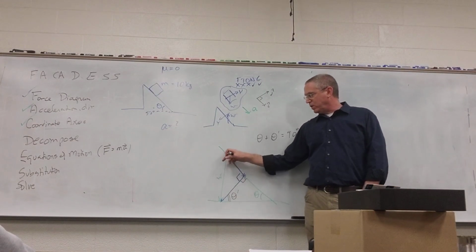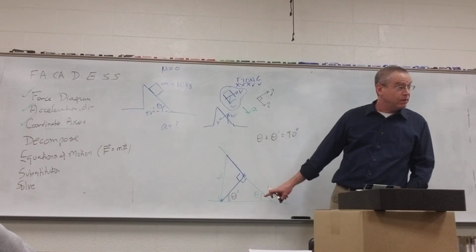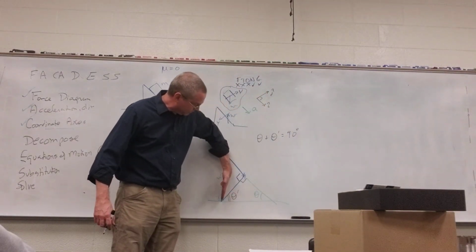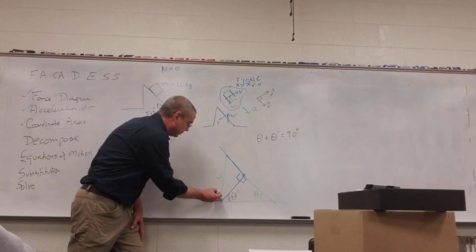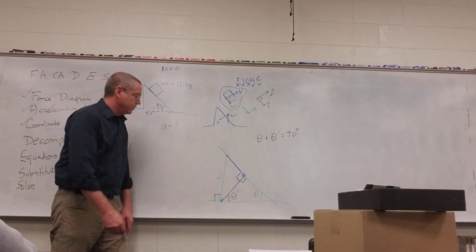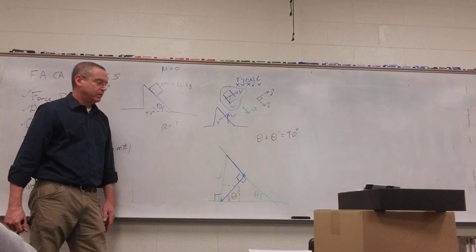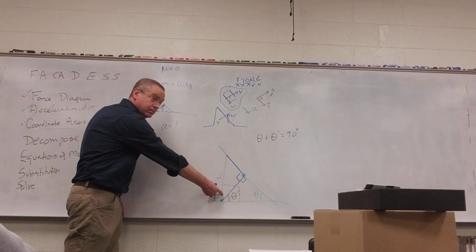What is the angle between my weight vector and the ground? Pardon? I'm talking about the angle between that and this. 90. Yep, that's a 90-degree angle also. Therefore, this angle right here is also 90 degrees. Therefore, what is this angle down here? Theta.